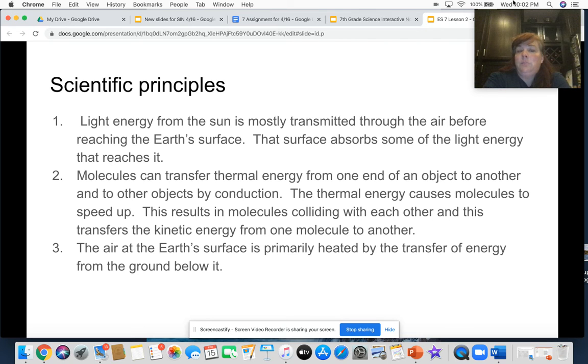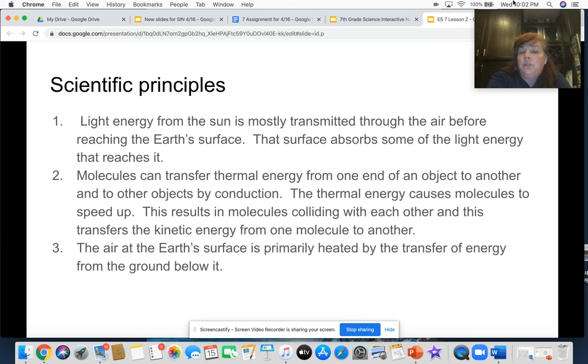Thermal energy causes molecules to speed up, and this results in molecules colliding with each other, and this transfers the kinetic energy from one molecule to another. That's why it took time for the molecules in the rod to gain that thermal energy and transfer them down the length of the rod. Okay, now this next one's new.